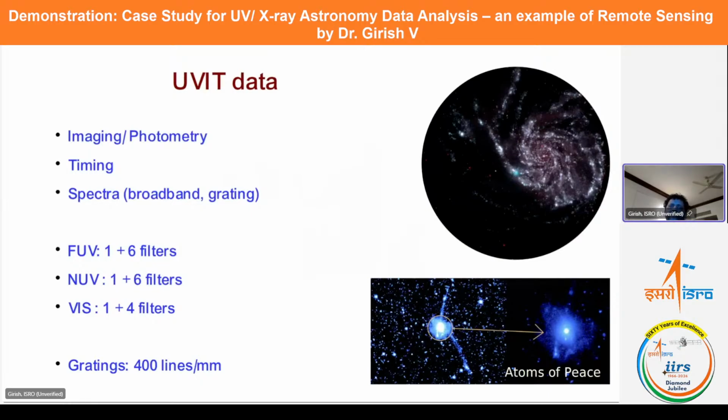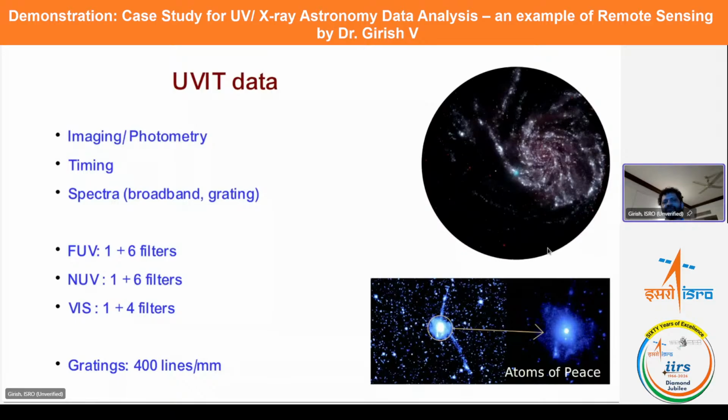In addition to that, UVIT also has grating spectra, which gives a continuous splitting of UV light over wavelength. This is like splitting white light into 7 VIBGYOR colors using a prism. Here we use a grating to split it much finer. So how much finer? The gratings have 400 lines per mm.